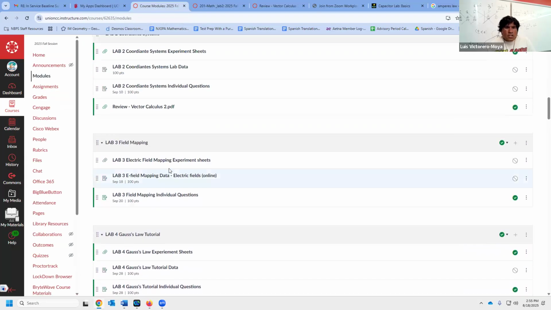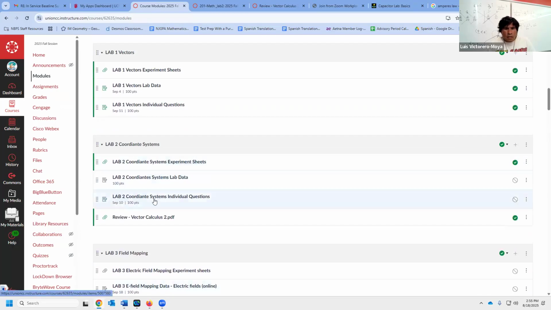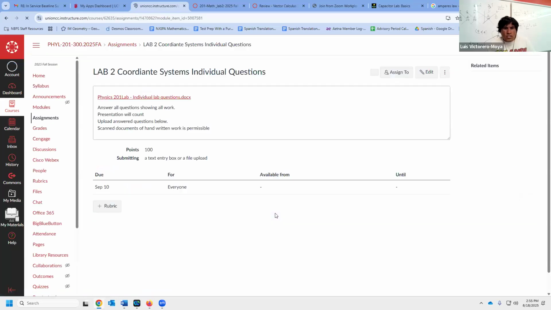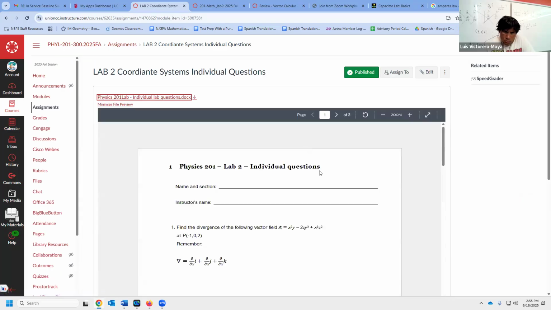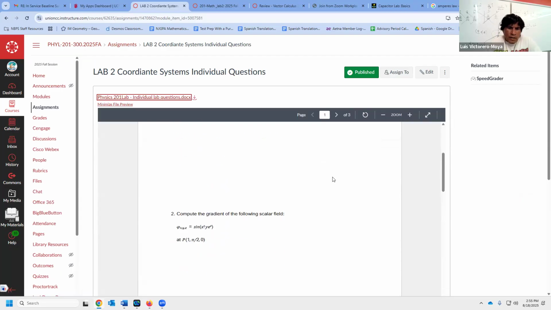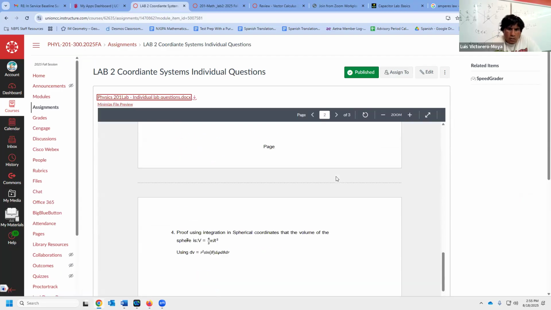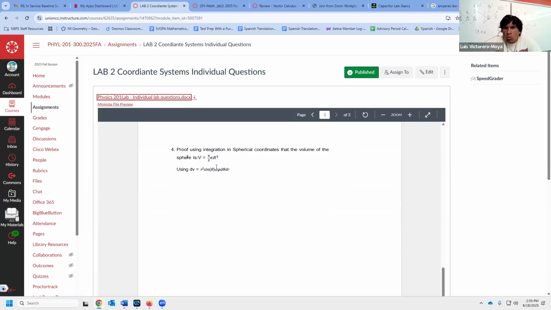And then for the submissions, you're going to have that activated, and you're going to have the individual questions. You're going to do a divergence like we did. You're going to do a gradient, a curl, and you're going to show using spherical coordinates. Look, guys, to show the volume of a sphere, I'm going to give you the integration here. It's a triple integral.